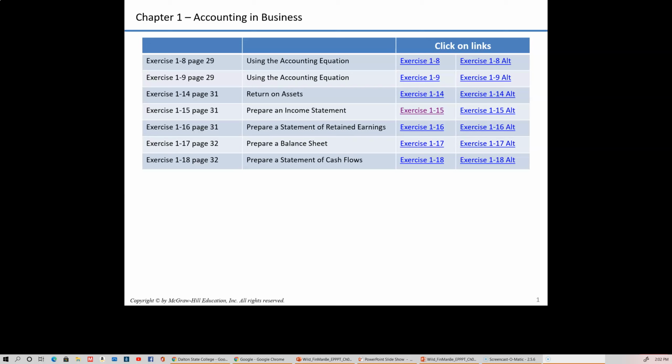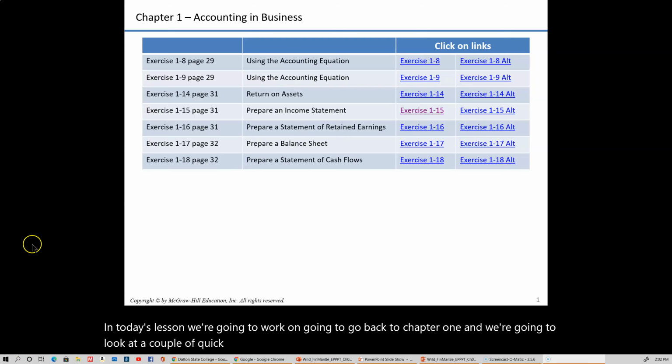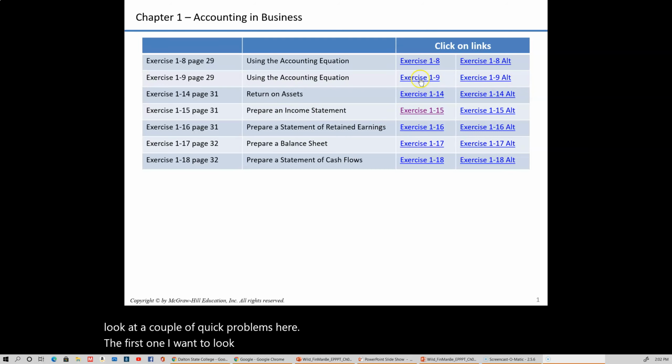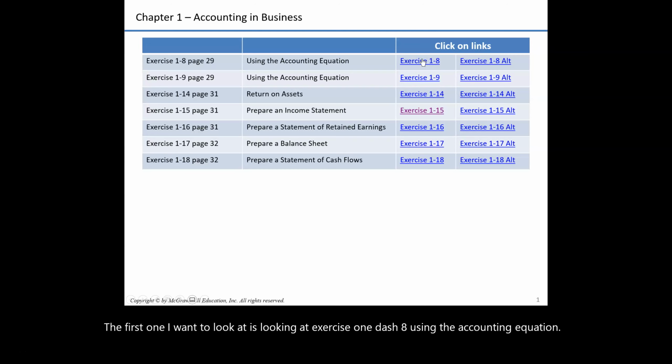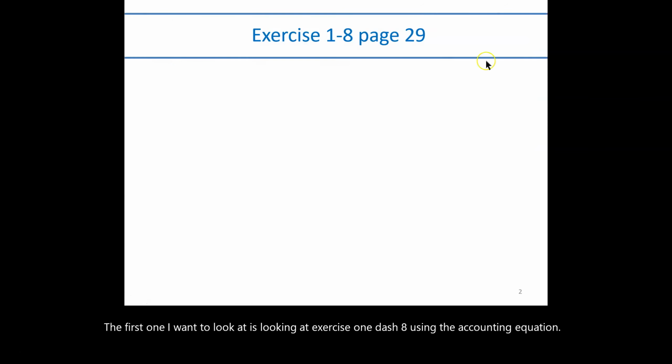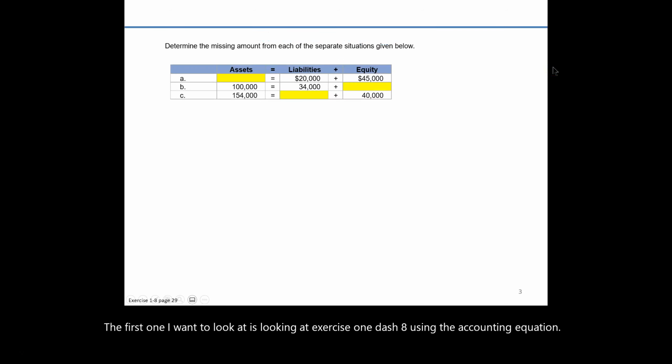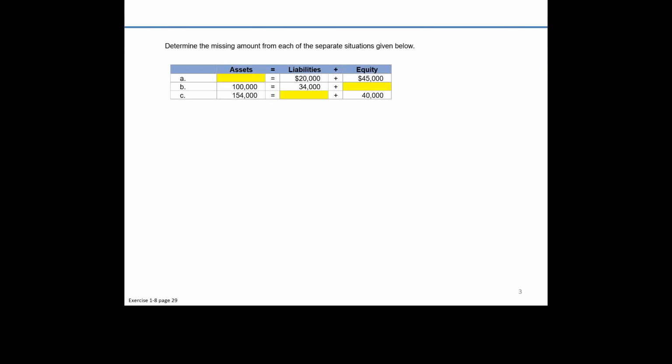Alright, in today's lesson, we're going to go back to Chapter 1, and we're going to look at a couple of quick problems here. The first one I want to look at is Exercise 1-8 using the accounting equation. So, we have to determine the missing amount from each of the separate situations given below.